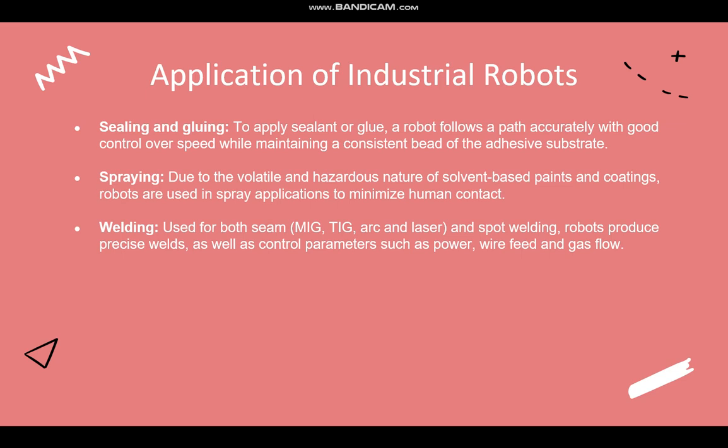Spraying. Due to the volatile and hazardous nature of solvent-based paint and coating, robots are used in spray application to minimize human contact. Welding. Used for seam, MIG, TIG, arc and laser, and spot welding, robots produce precise welds as well as control parameters such as power, wire feed, and gas flow.